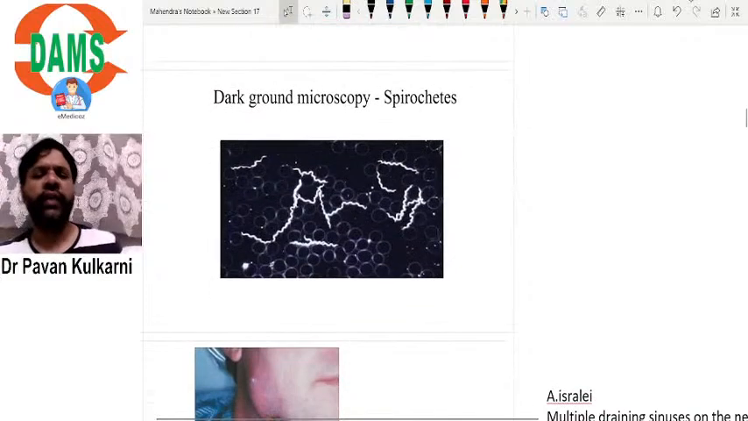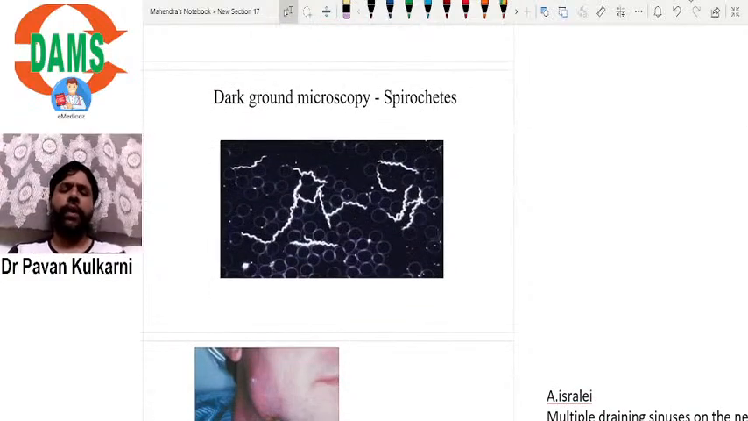Now this is an image of dark ground microscopy. So these are spirochetes. You can see carefully here the spirochetes. This is a very characteristic image of dark ground microscopy.